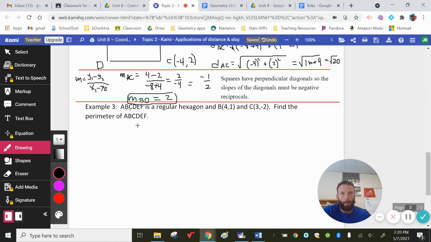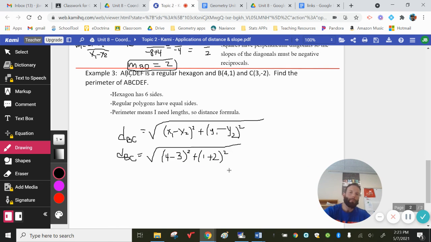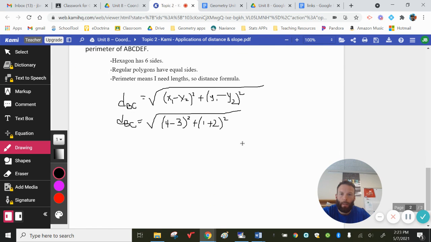And I want to find the perimeter of this hexagon. So perimeter means distance. And so I need to find the distance of, first of all, the points from B to C, and then I'm going to take that and multiply it by the number of sides because each side has the same length. Okay, so let me put a couple of notes here and then get to work. So I have hexagon means has 6 sides. Regular polygons have equal sides. Perimeter means I need length. So here comes the distance formula. So here's my generic form, and then here's me plugging in my 2 x values and then my 2 y values.